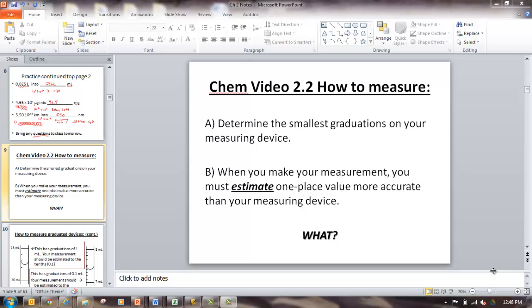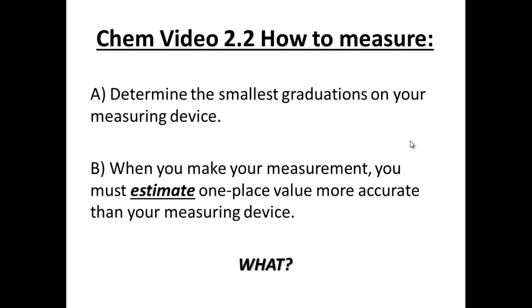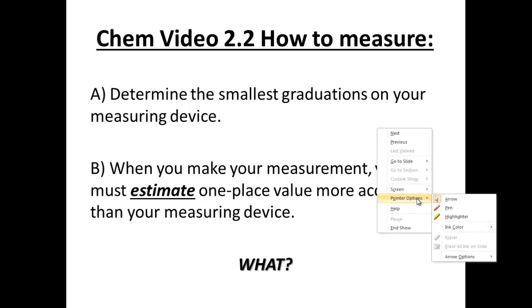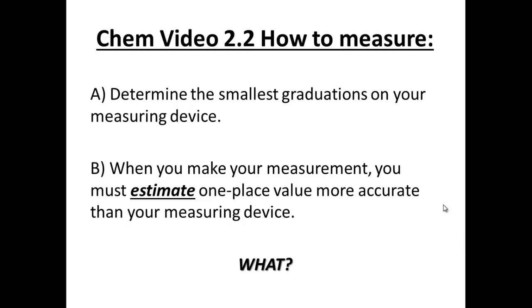Today we're going to be talking about how to measure. One of the things we're going to be looking at today is, depending on what device you have, how small or how precise you're actually going to be able to measure. So our first objective is to find the smallest graduations on your measuring device.